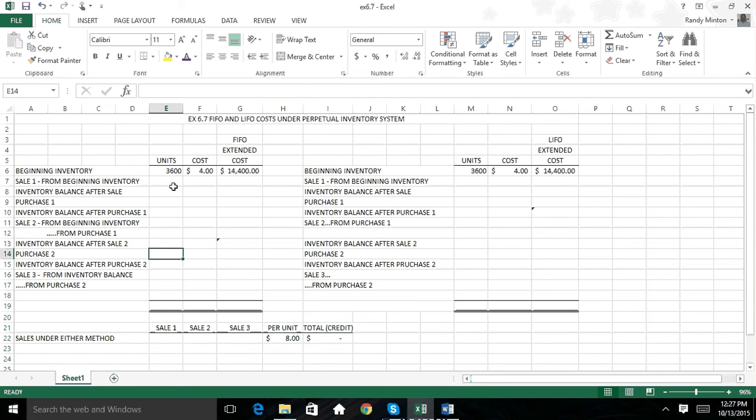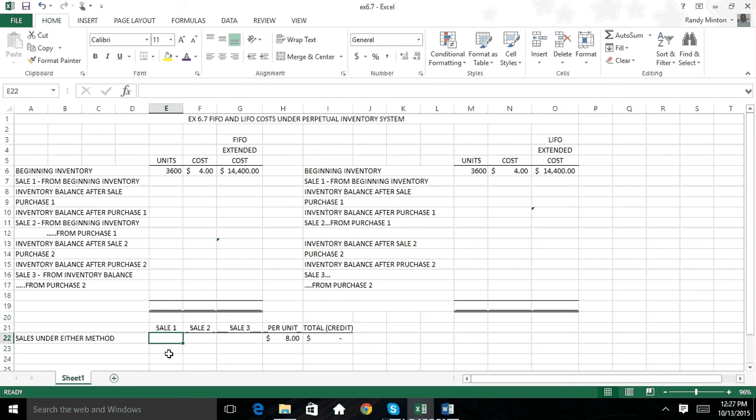It'll be the same for your LIFO side as well. And then it tells us that we have a first sale of 2,400 units. Now, I'll just share with you that I looked down through all of those and I noticed that the per unit sale price didn't change. And since it didn't change, I've gone ahead and put the sales down here so that I can work off of those as we work through the worksheet.